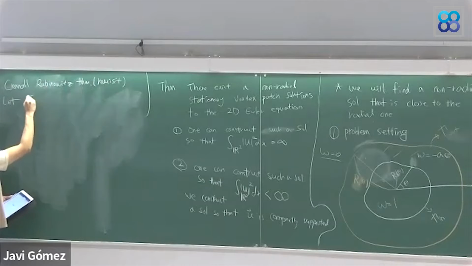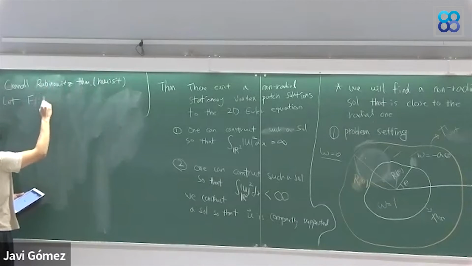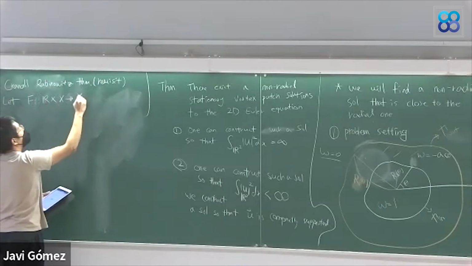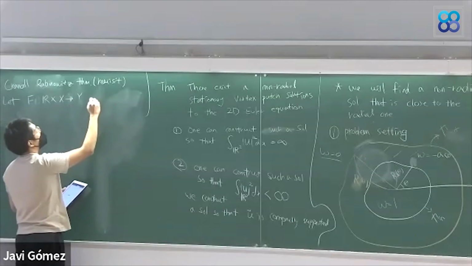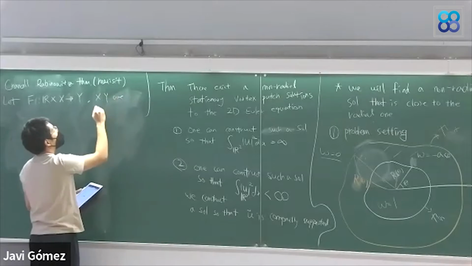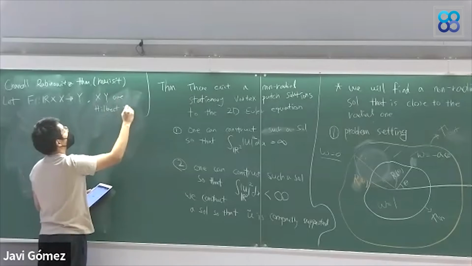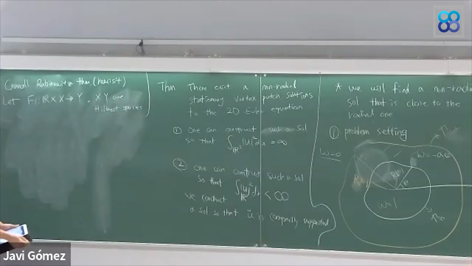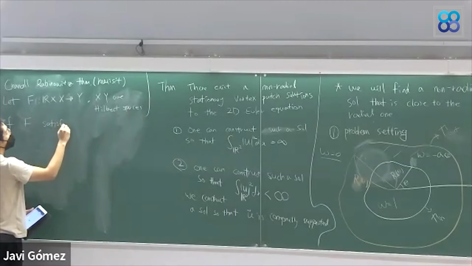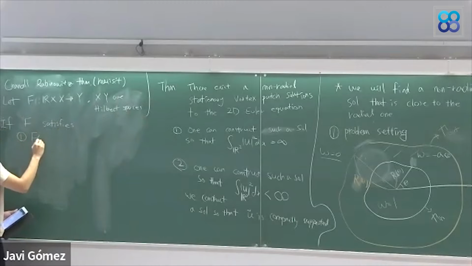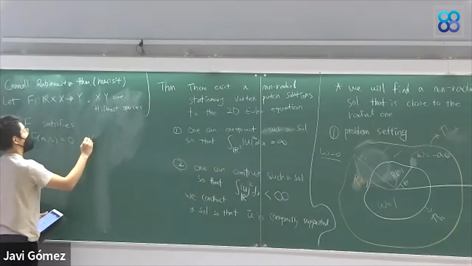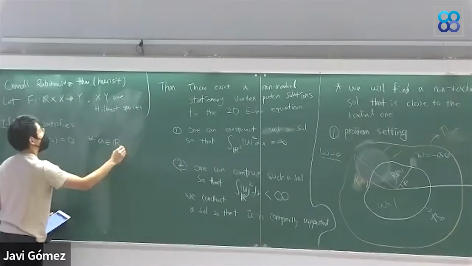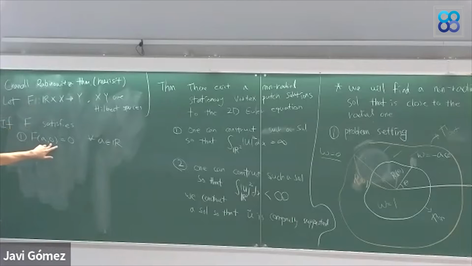So let F be a functional. We are given a functional here, where X and Y are Hilbert spaces, and F satisfies the following three conditions. If the functional input is 0, then for any real number, which I'm going to call the parameter, the functional attains 0 value.